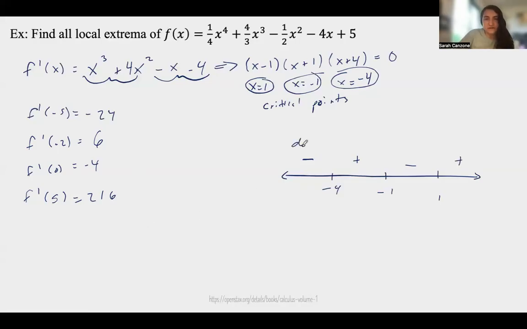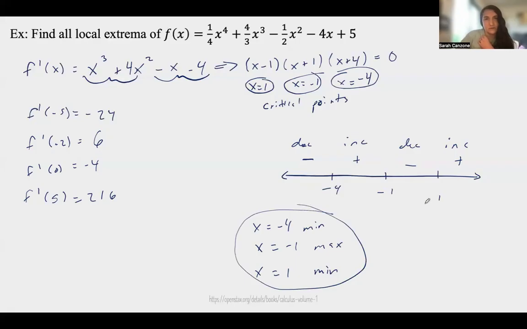So this says we are decreasing here, increasing here, decreasing here, increasing here. And what that tells you is that at x equals -4, from decreasing to increasing, you have a minimum. At x equals -1, increasing to decreasing, you have a maximum. And at x equals 1, decreasing to increasing gives you a minimum. And that's exactly what we're looking for.